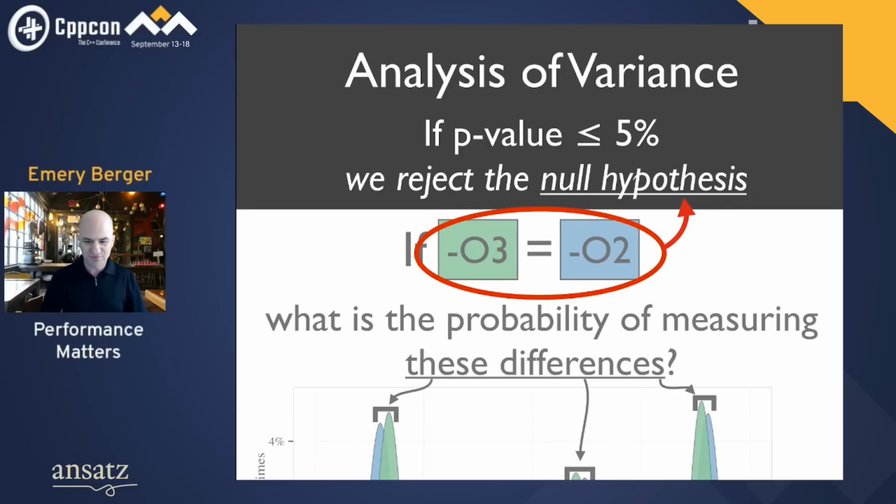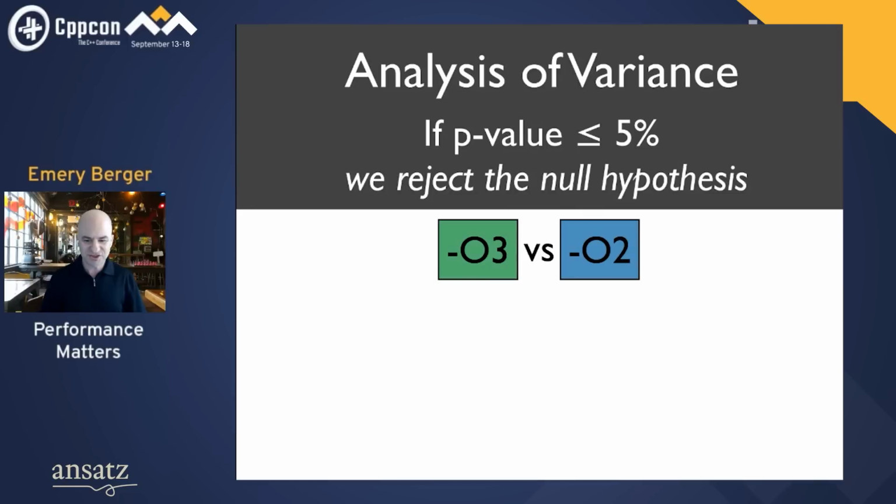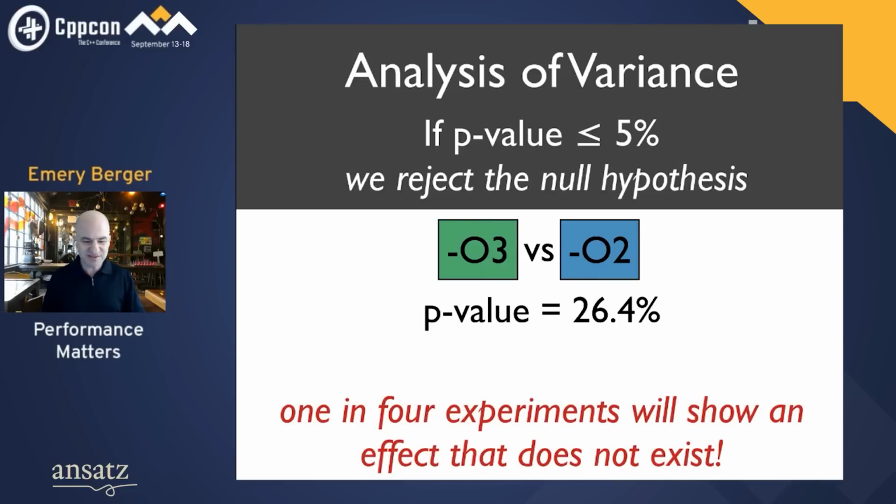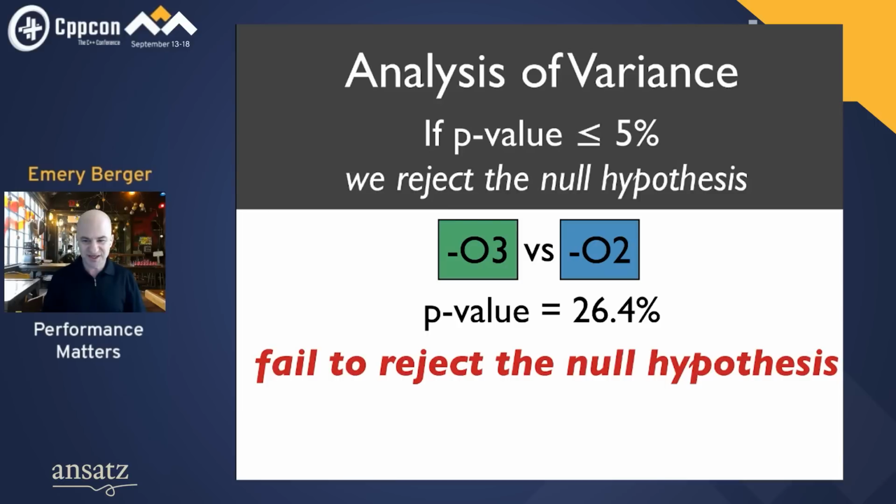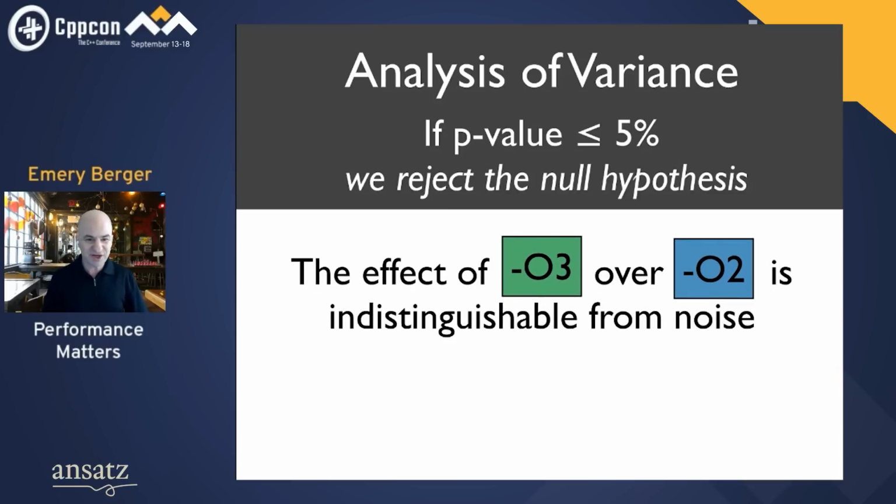So we run ANOVA with -O3 and -O2, and the p-value that we get is, drumroll please, 26.4%. Our threshold that we set was 5%, and it came up that 1/4 of the time you will get this impact that you observe just by random chance. In effect, 1 in 4 experiments will show an effect that doesn't exist at all. It's just a kind of coin flip. So obviously we fail to reject the null hypothesis. And in essence, we have to conclude that the effect of -O3 over -O2 is indistinguishable from noise.